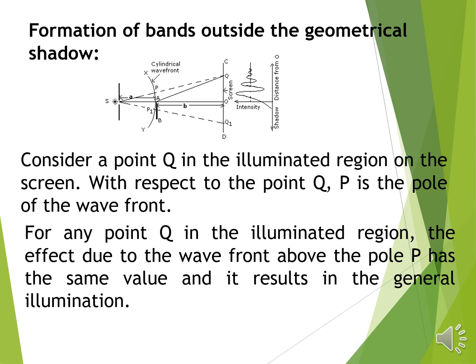Now let us understand what happens above O, the formation of bands above O. To understand that, let us again consider the figure. In the region OQ, the illuminated region has alternate dark and bright bands. Now consider a point Q in the illuminated region on CD on the screen. With respect to the point Q, P is the pole of the wavefront. For any point Q in the illuminated region, the effect due to the wavefront above the pole P has the same value and it results in the general illumination.